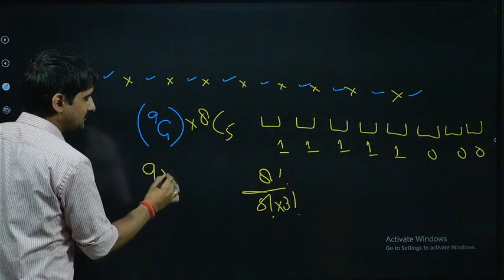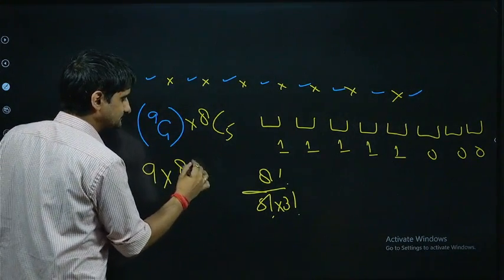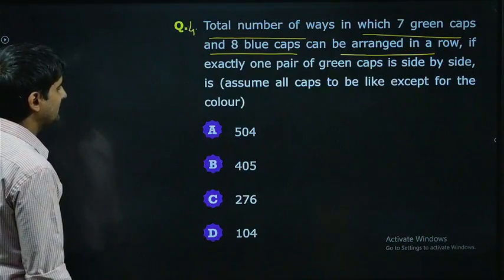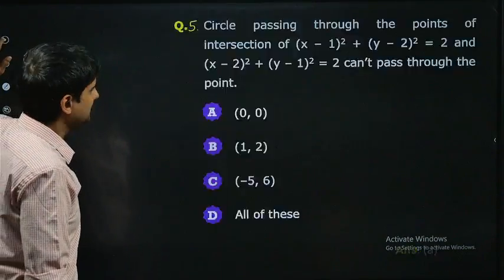Okay, so it's 9 into 8C5, which is 8 into 7, I think, no? That's it. So you multiply 56 into 9, which is 504. So that should be the answer here, bachcho. So that's your fourth question. I think you all got it.